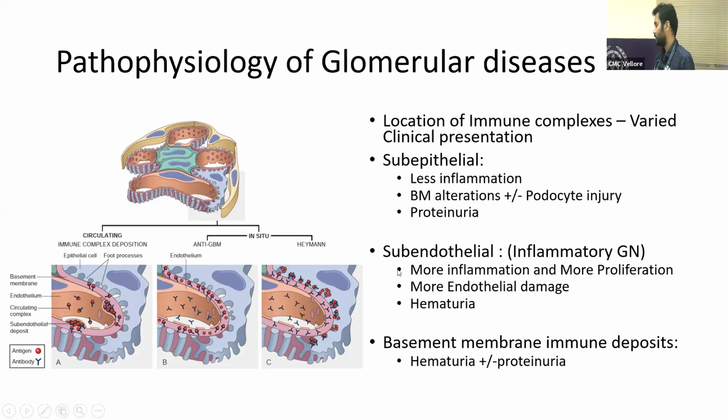And then subendothelial deposition. Most of the immune complexes, like in SLE, are subendothelial, meaning just below the endothelium. So it is in close contact with the blood, and more inflammatory cells will attack this local part. It can damage the endothelium as well as the glomerular basement membrane. If the GBM is breached, it leads to blood loss like hematuria. So subendothelial deposits produce more inflammation and more proliferation. Proliferation means more inflammatory cells have entered the area. Because of more endothelial and GBM damage, they will have hematuria.